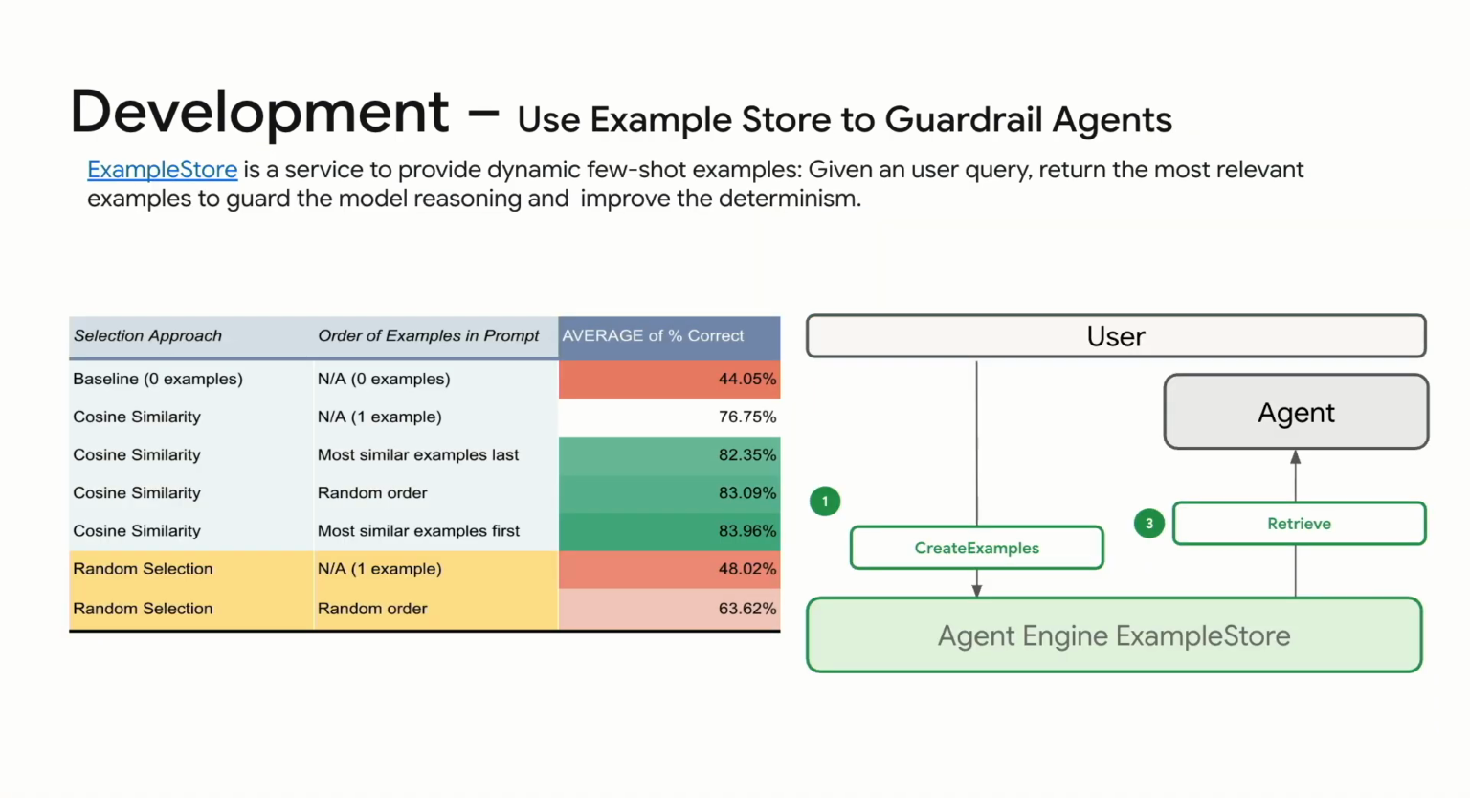Another powerful feature for improving quality is Example Store. This service provides dynamic few-shot examples to guardrail the agent and improve determinism. Instead of hard-coding the examples in your prompt, you can create examples in the store, and the agent can retrieve the most relevant ones at runtime based on your user query. As this table shows, using just 1 or 2 dynamic examples can dramatically improve the task success rate from 44% up to 83%.